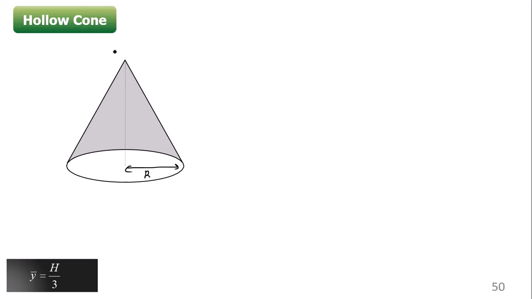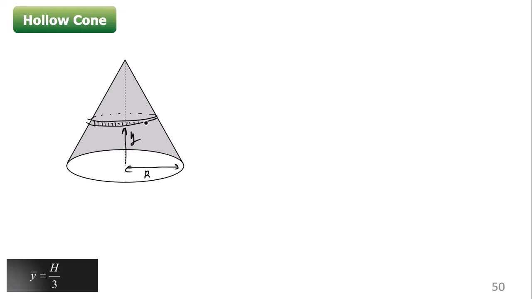Radius, and this is a slant length L. You move at a distance of y and take a ring-like element like this. So once you cut this cone, it gives a ring. So it is a ring type element. Okay, this is the ring element.